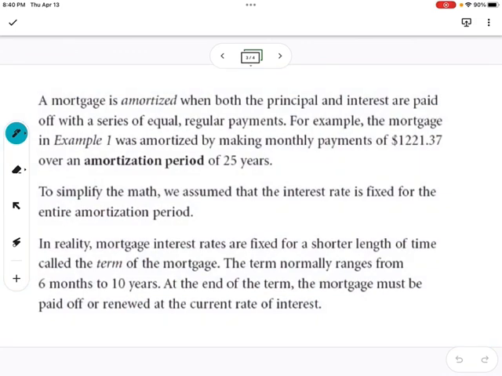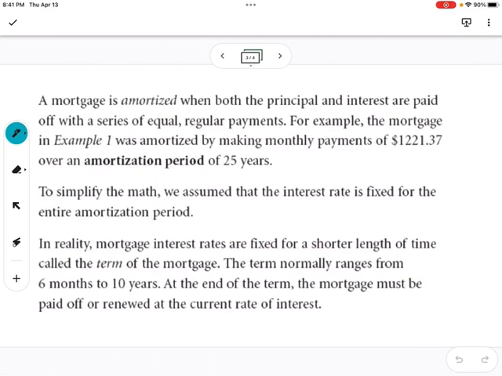So a mortgage is amortized when both the principal and interest are paid off with a series of equal regular payments. For example, the mortgage in example 1 was amortized by making monthly payments of $1,221.37 over an amortization period of 25 years. To simplify the math, we assumed that the interest rate is fixed for the entire amortization period.